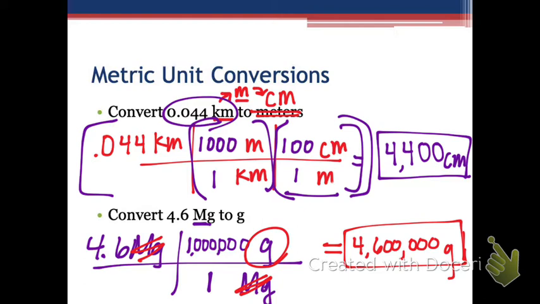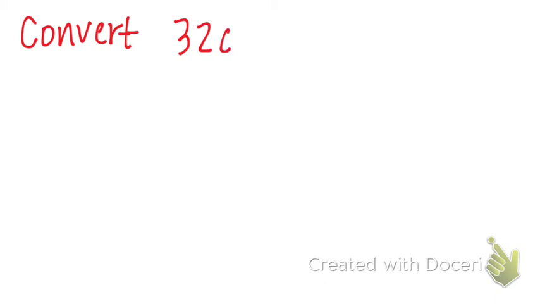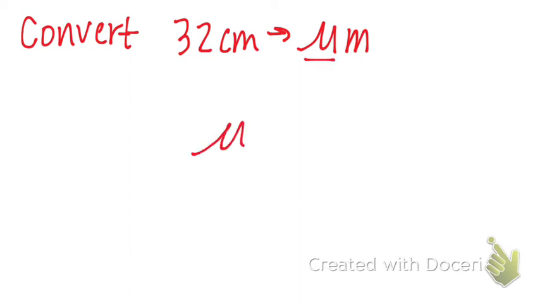I want to throw one extra problem in here. So just do this one in a blank space on your note sheet. Okay, I want to try this. Convert 32 centimeters to micrometers. Centimeters to micrometers. Okay, this is micro. It's that little U with the tail on the front. Convert 32 centimeters to micrometers.